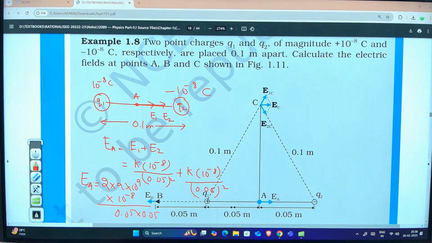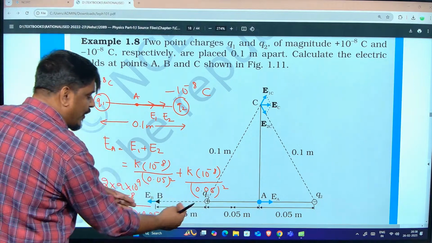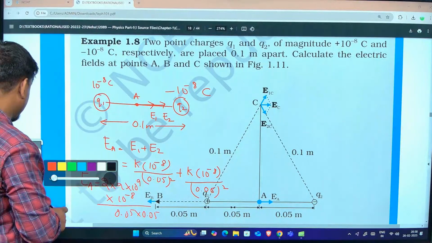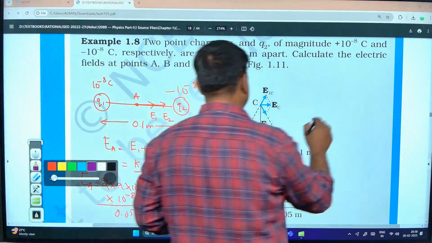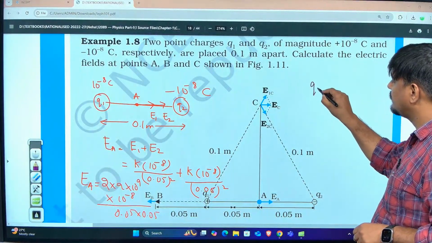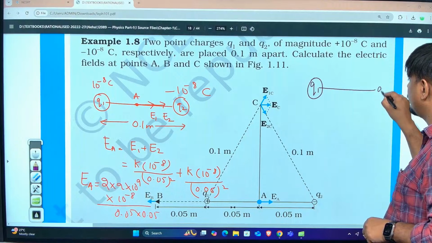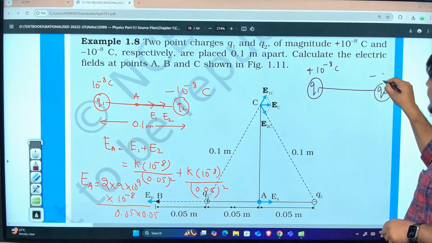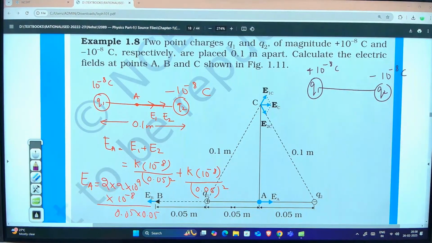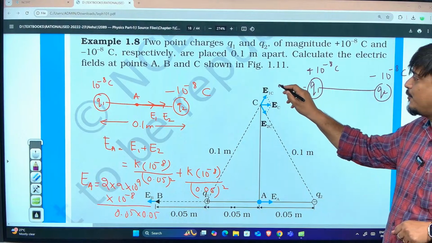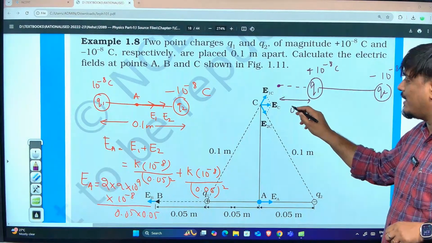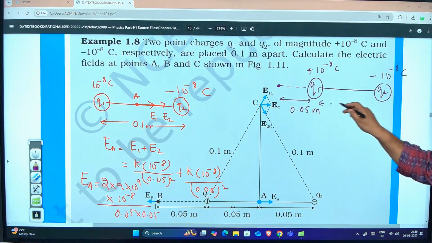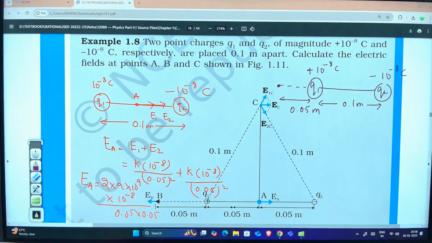This question is clear to everybody? Very simple. Second part, what they asked you: 0.05 meter away from the Q1 charge. So I'll redraw the diagram on this side. Q1 is plus 10 to the power minus 8 coulomb, Q2 is minus 10 to the power minus 8 coulomb, and they are asking you to find the electric field here, which is 0.05 meter away from Q1, and this is 0.1 meter between them.